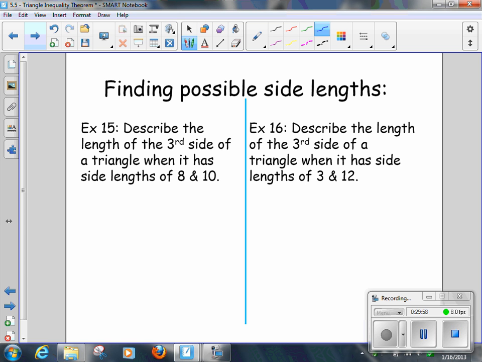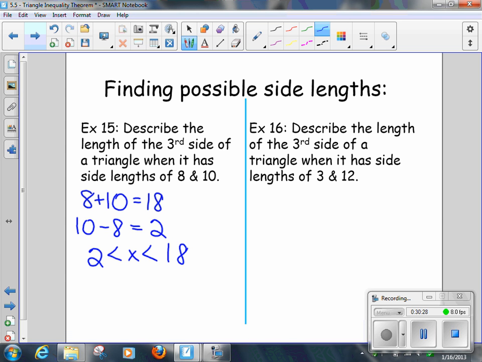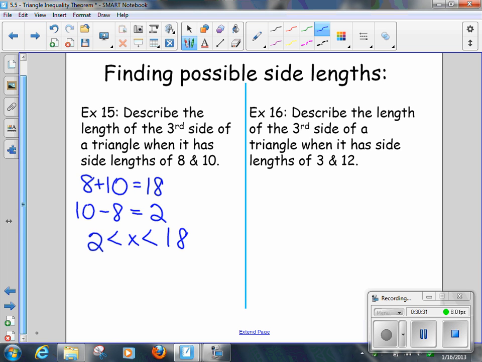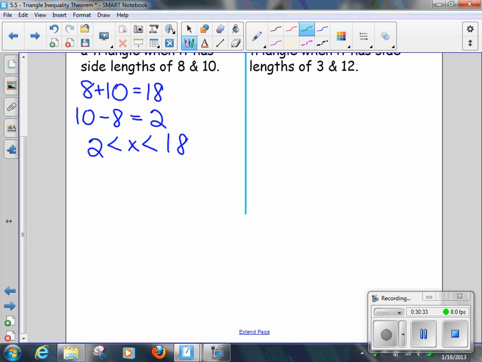All right, here's all you do. Take the two sides you're given. 8 plus 10 is what? 18. Then look what we're going to do. We're going to take 10 and 8, turn it around, and then subtract. What's that give us? 2. That means that this third side, and we're going to call that side X, is going to be between 2 and 18. X represents that third side.